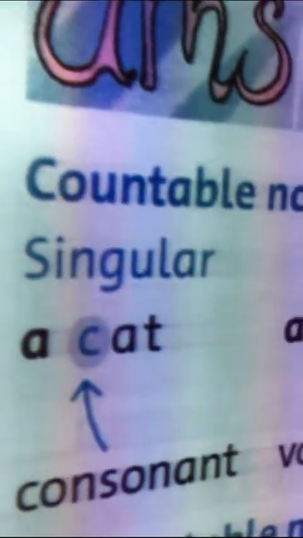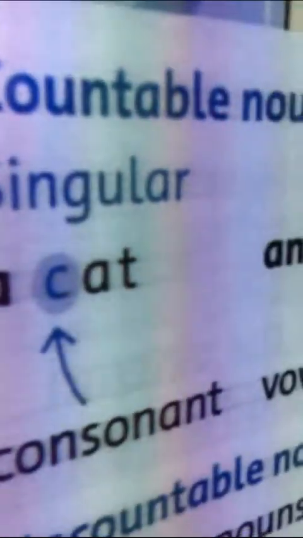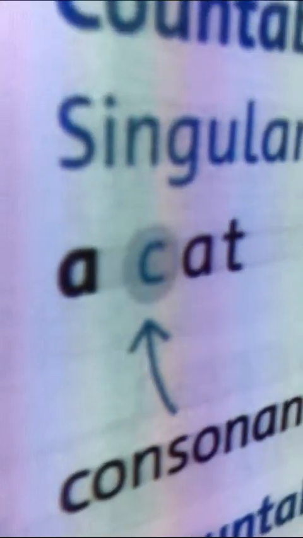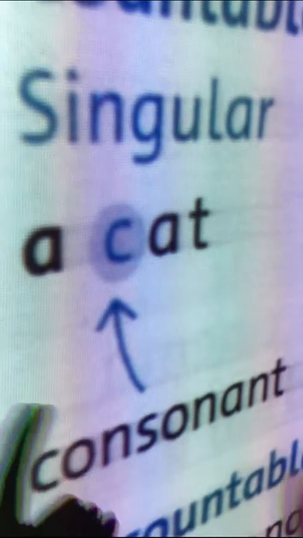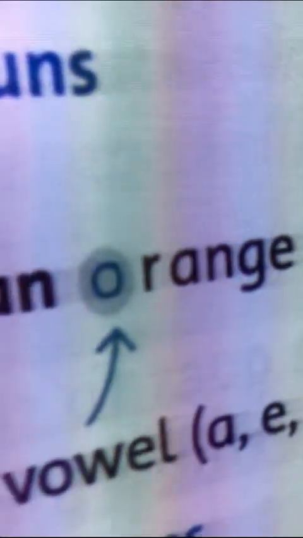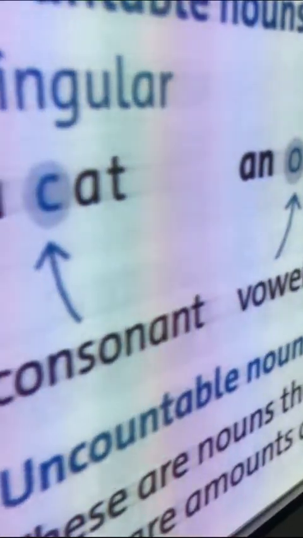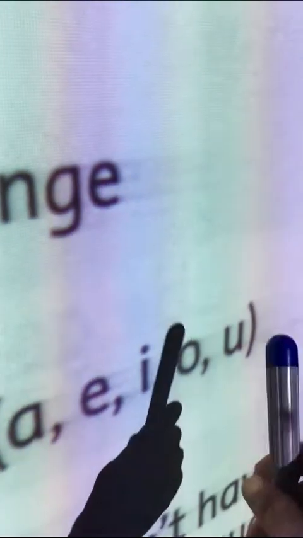Meat. Countable nouns. Now let's talk about singular and plural. Singular means one thing, like a cat. Here we add a, not an. Why? Because the first letter in the word cat is a consonant, not a vowel. Here's the word an orange. The word starts with O. I add an with any word that starts with a vowel. It's singular. An orange. O here is a vowel. See the vowels? A, E, I, O, and U. All other letters are consonants except A, E, I, O, and U.